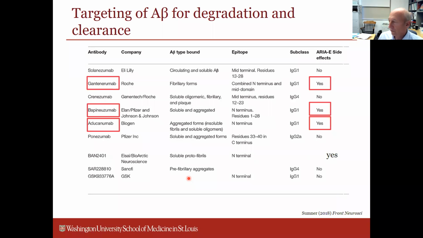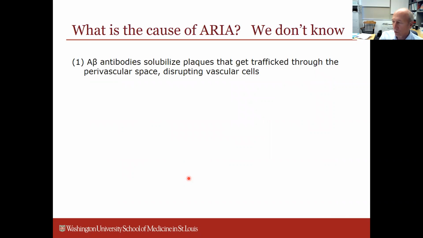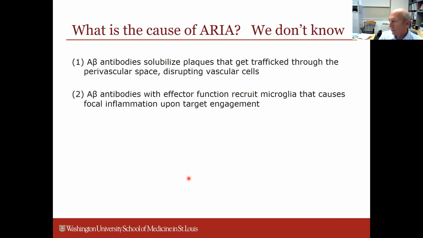And this side effect is for sure due to the fact that in some way the antibodies are interacting with amyloid angiopathy and inducing this problem. So what's the cause? Well, we don't know for sure, but we know that some A-beta antibodies can solubilize plaques, and maybe then this A-beta gets trafficked through the perivascular space that might disrupt the vascular cells. Another possibility is that the A-beta antibodies with effector function might be recruiting microglia that could cause focal inflammation on target engagement. And there may be other possibilities.